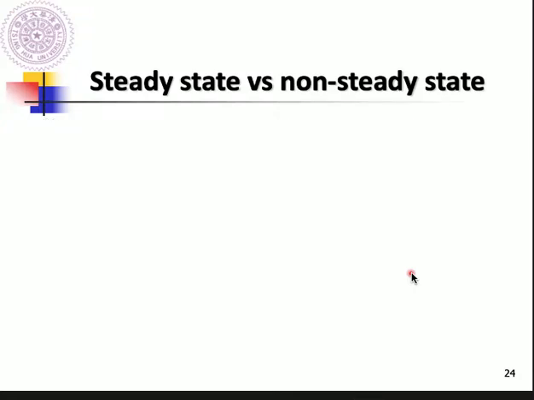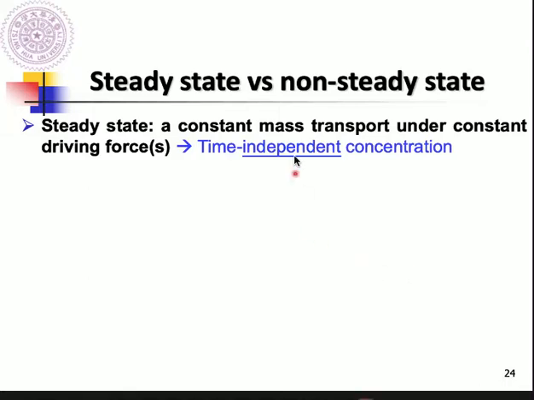So next we are going to show you the difference. We'll describe the difference between steady state and non-steady state quantitatively in mass transport. As we know, steady state is a constant mass transport under a constant driving force. So if you plot the concentration profile in this mass transport or diffusion, you will get a time-independent concentration distribution in your system.